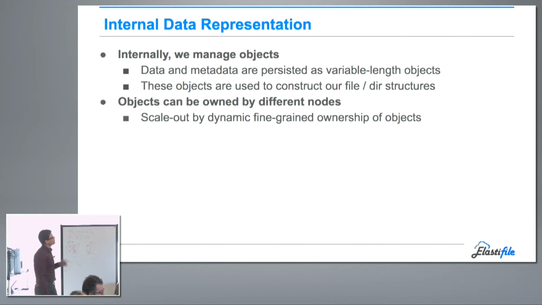Okay, so internally we manage objects. Both data and metadata are presented as variable length objects. These objects are used to construct files and directories. I'll show you in a minute how.